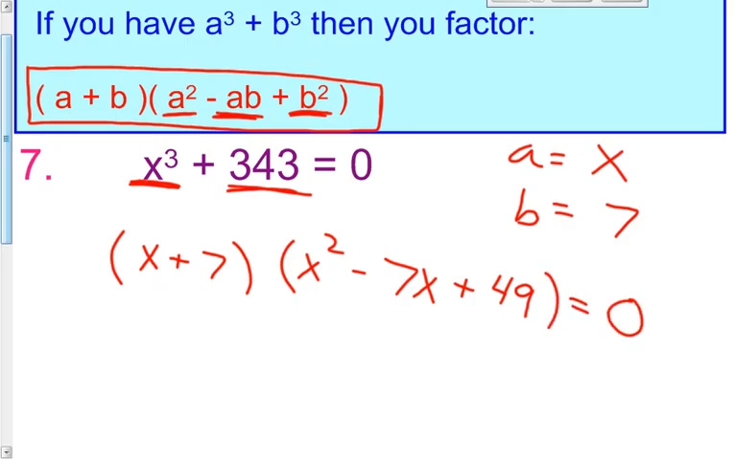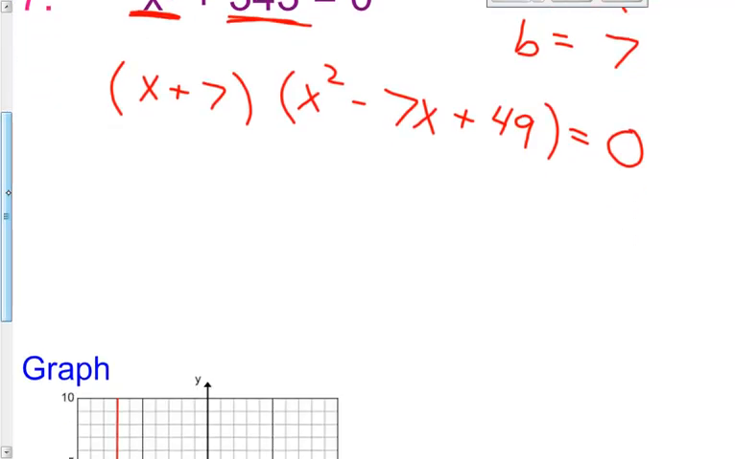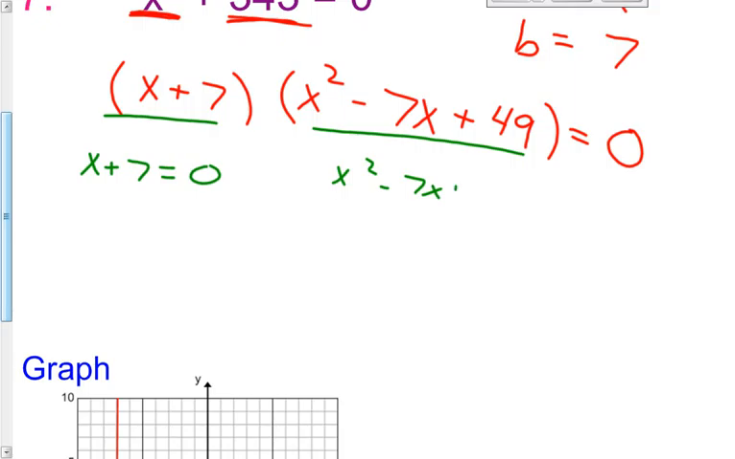Now in chapter 5, here's where we ended. We were done at this point. We circled our answer and moved on. Now we're going to go further because we want to know what x equals. So what we're going to do here is set each of these two factors equal to 0. So x plus 7 equals 0, and x squared minus 7x plus 49 equals 0.